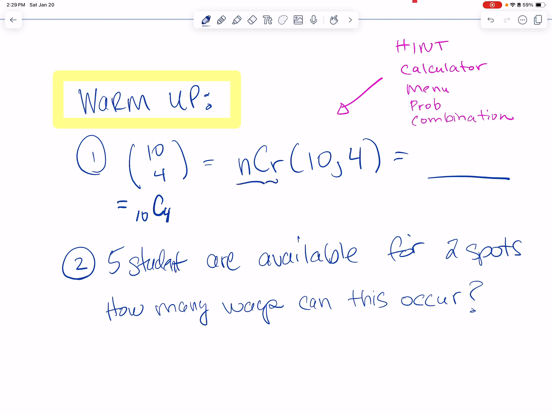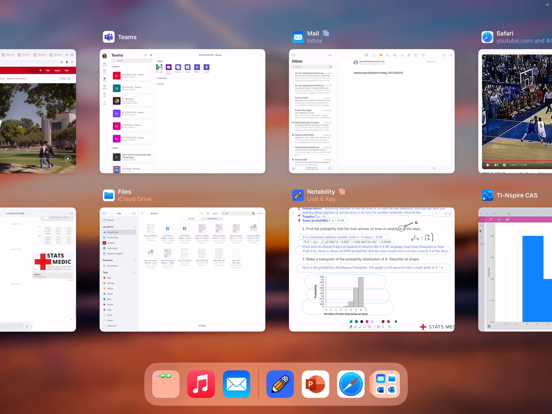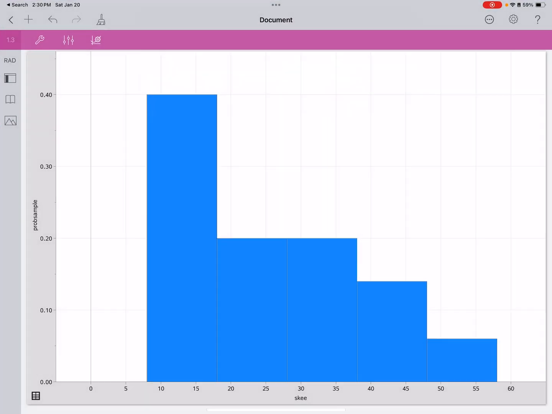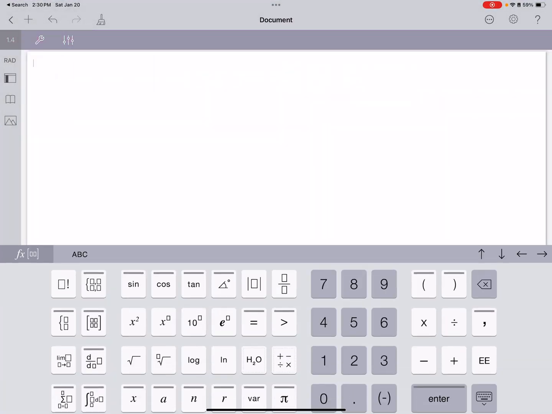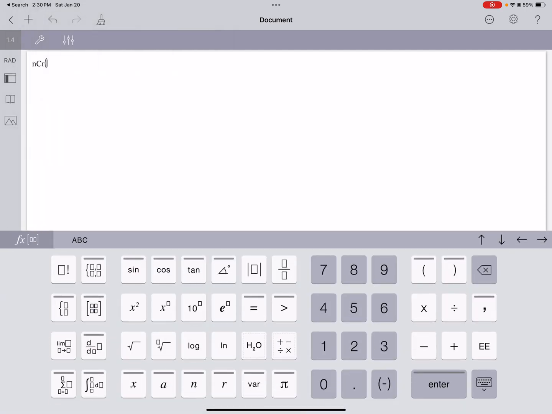The reason I have it written this way is because this is how you get it in your calculator, and as it shows up here where it says hint, from a calculator page, you go menu, probability, combination. So I'm going to show you on the calculator page. Open up a calculator page, go to menu, probability, combination, and you notice nCr comes up. I'm going to hit 10, 4, and you get 210.